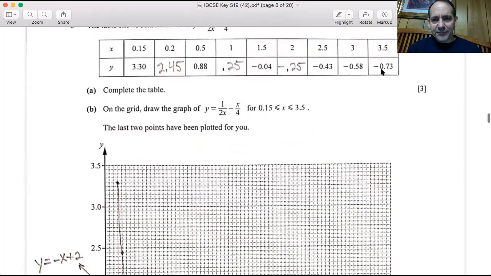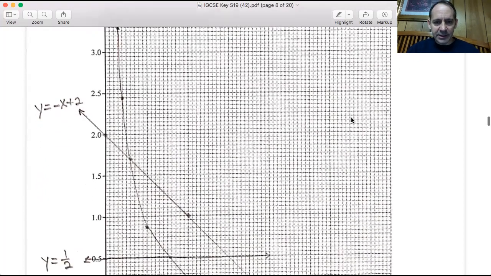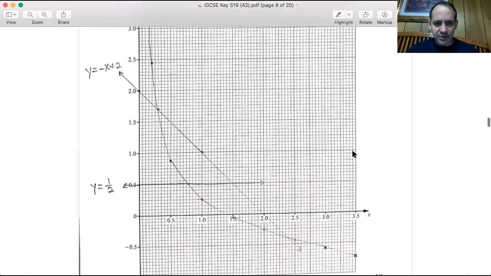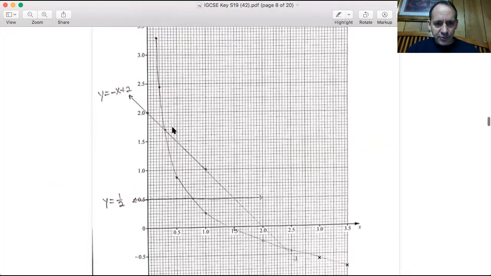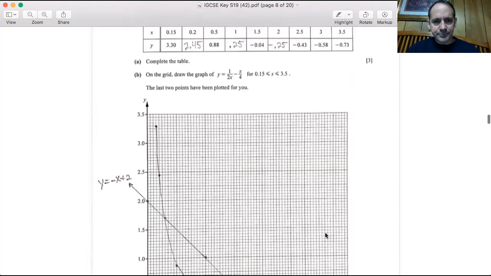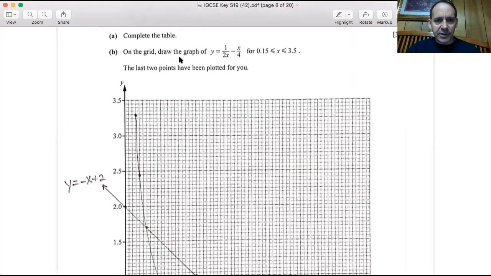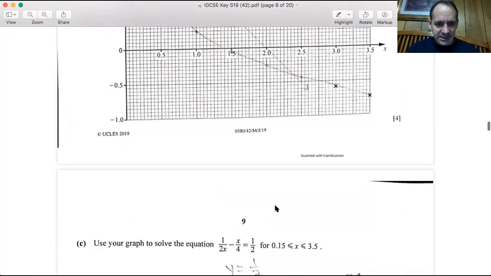Then you're going to graph all of those on the graph down here. I'm going to shrink it up here a little bit so you can see the whole graph. And here you see when you plot all those points, you get this kind of smooth curve. You shouldn't have any pointy places. It's a smooth curve. This is the graph here. Then right here, it says on the grid, draw the graph of, we already did that. We completed the table. We drew the graph. Now we move down here to letter C.